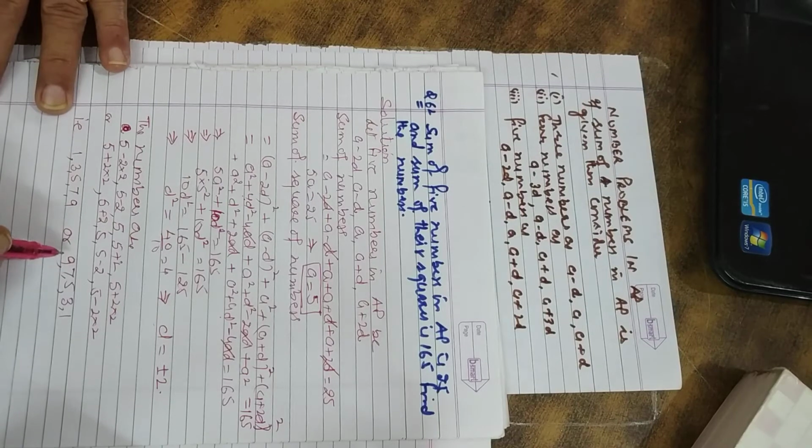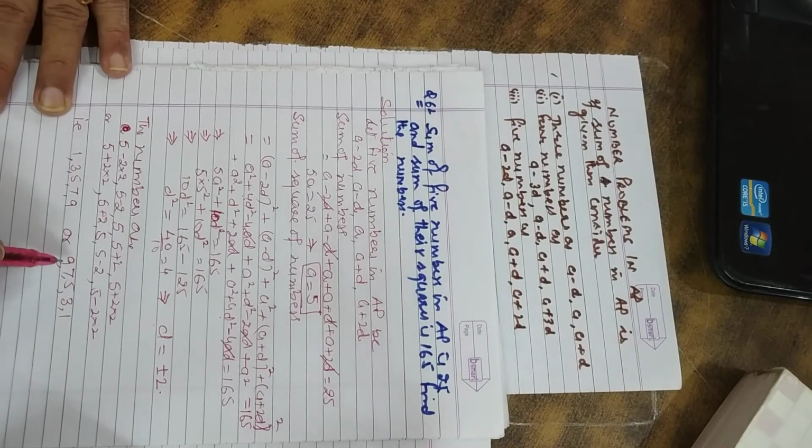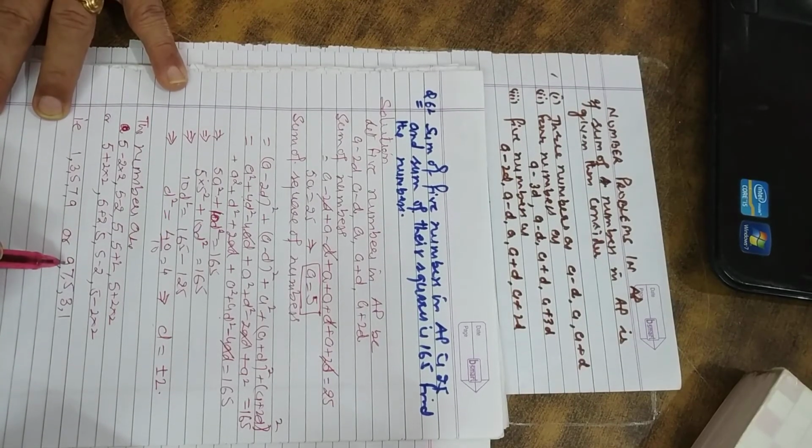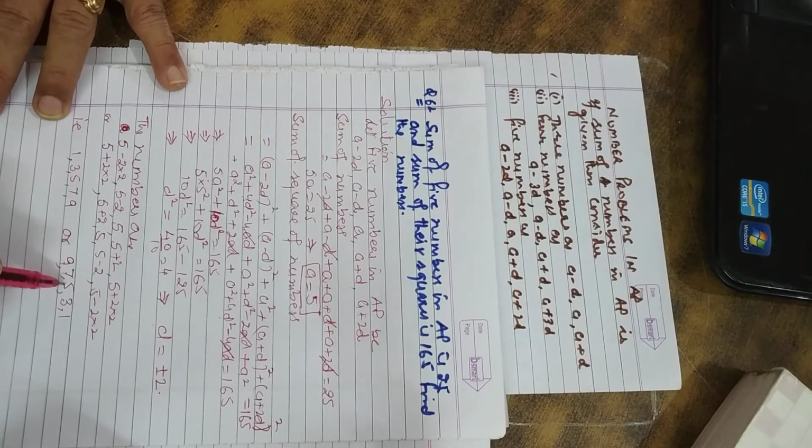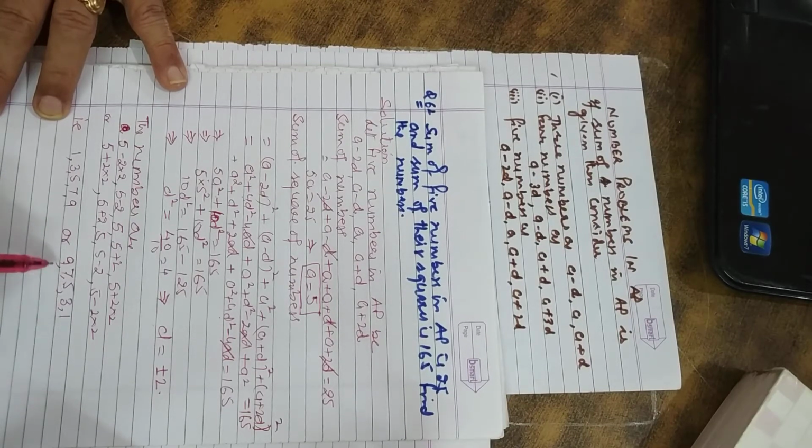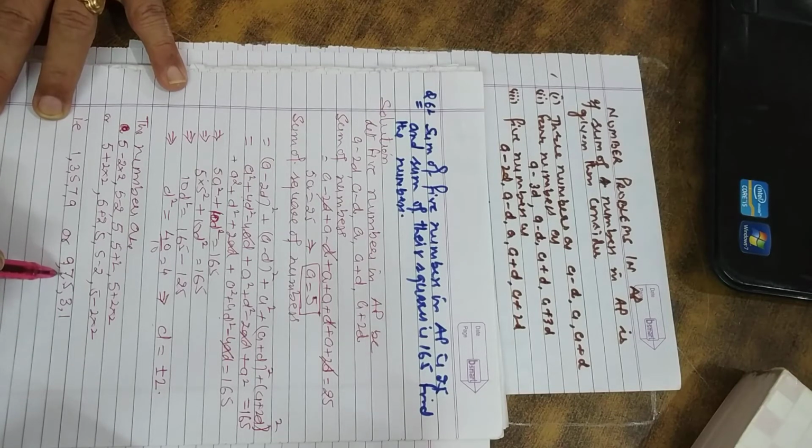You can cross check this question. Sum of the numbers is 9 plus 7 is 16, plus 5 is 21, 24, 25, and the sum of their squares can also be checked. Like 9 square is 81 plus 49 plus 25 plus 9 plus 1, and you will get 165.